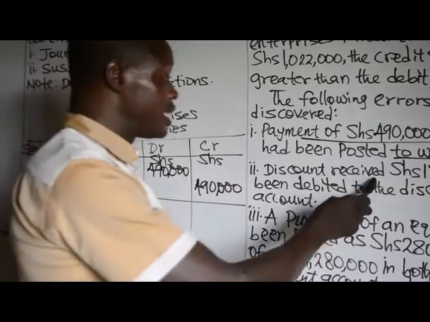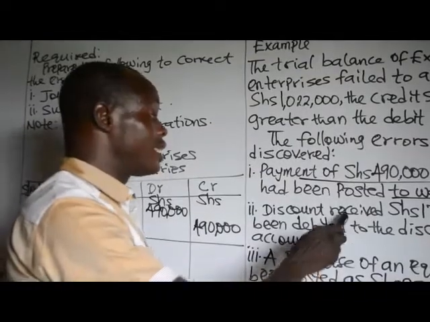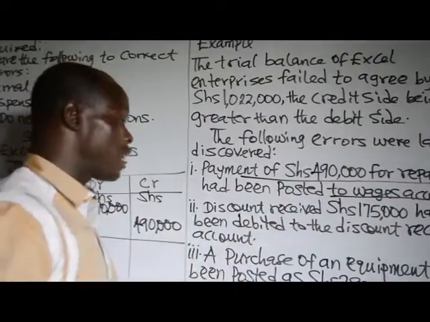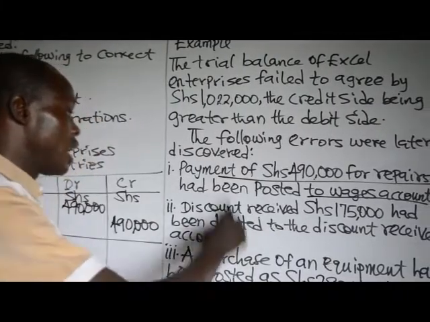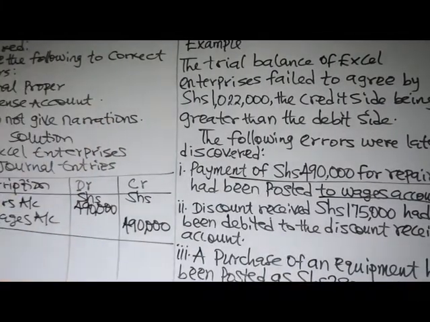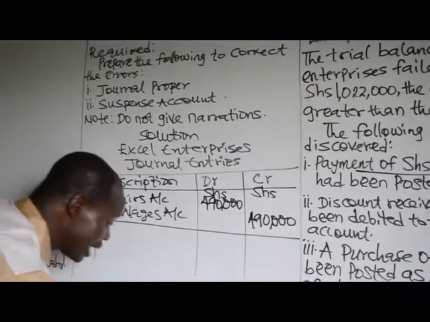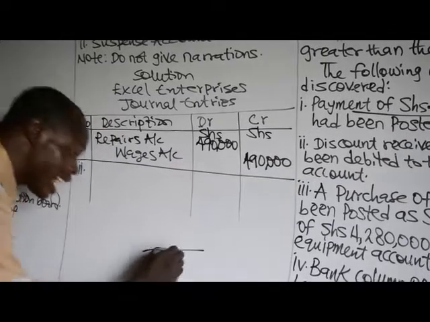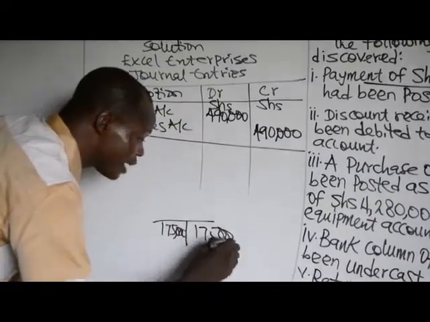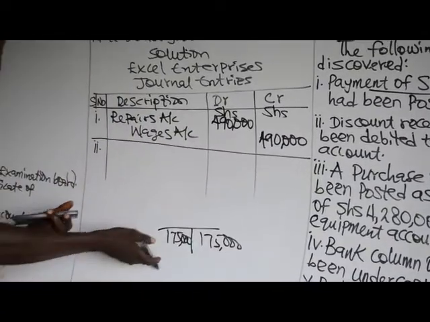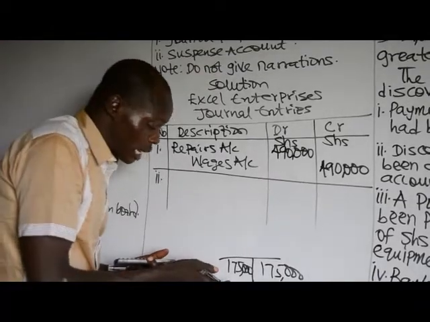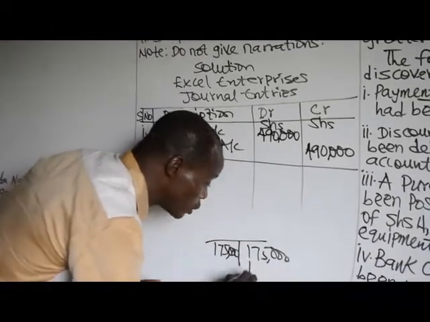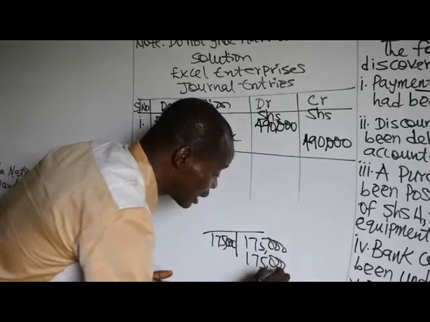But since this has been debited in error, this is a partial reversal of entry. So you want to credit the discount received account. What do we do is this. The discount received was debited with 175,000. If you credit the discount received with 175,000, it will eliminate the amount at the debit side of the discount received account. So you will need to put an additional 175,000 at the credit side.